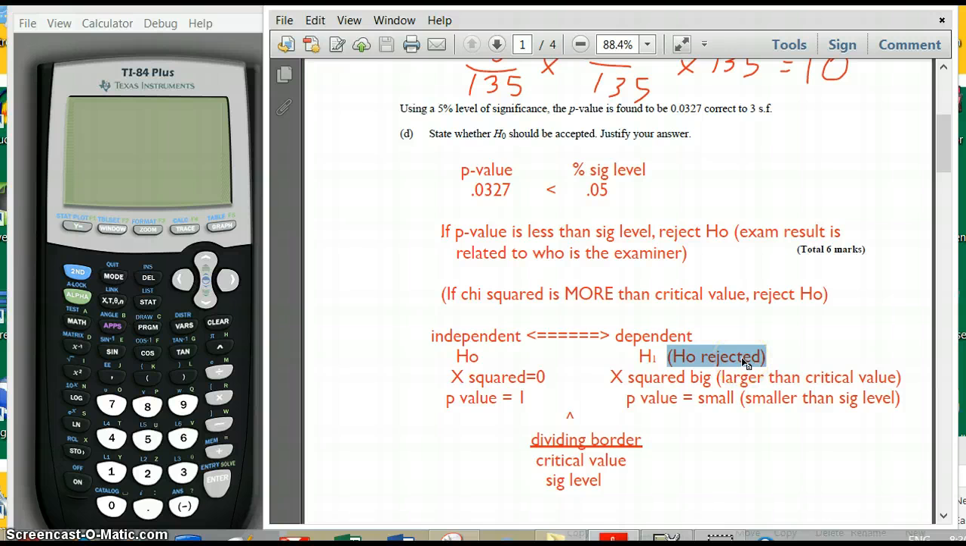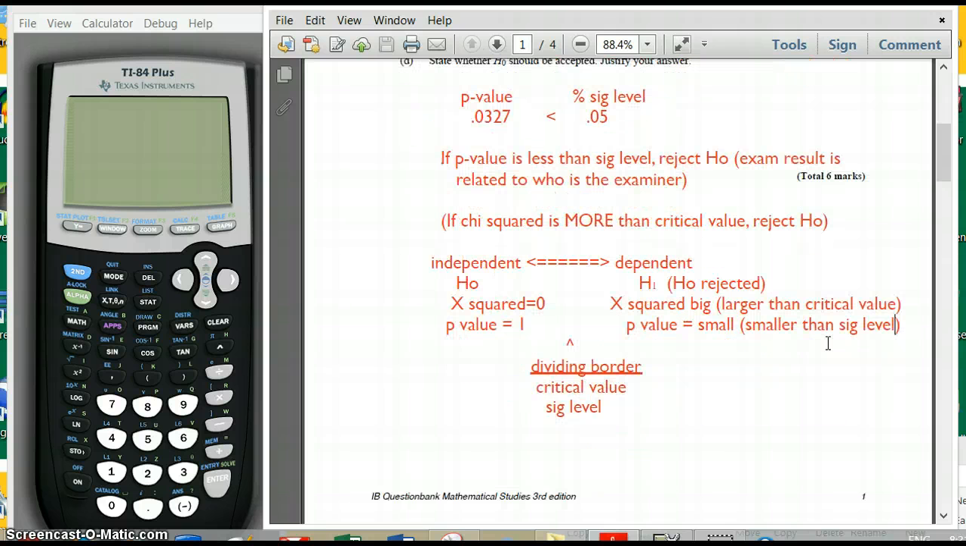In the case that the alternative hypothesis is true, of course, the null hypothesis is rejected. So when do you reject the null hypothesis? Well, when chi-squared is really big, so big that it's larger than the critical value, you reject the null hypothesis. When the p-value is small, so small that it's smaller than the significance level, then you reject the null hypothesis. So remember that when you have a totally independent table, then chi-squared is equal to 0 and the p-value is equal to 1.